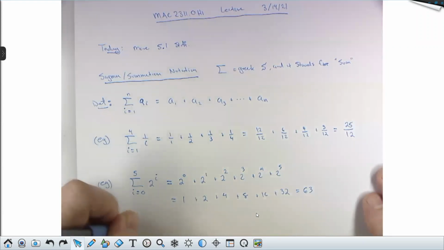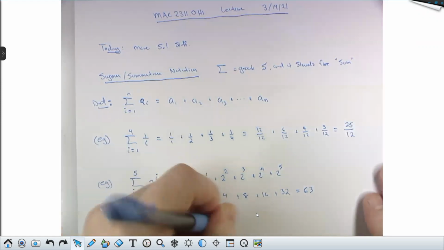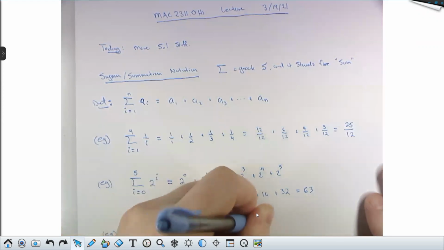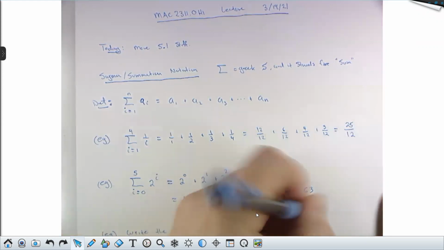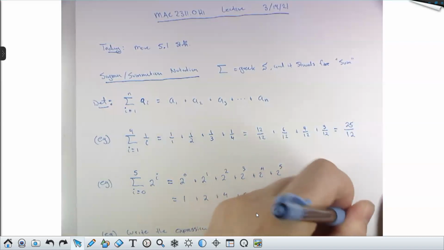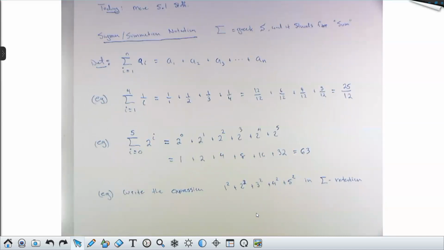I can write the expression, say, 1 squared plus 2 squared plus 3 squared plus 4 squared plus 5 squared in sigma notation. And this is an important skill to have also, right? Not just evaluating things that are given to you in sigma notation, but taking something that's not in sigma notation and putting it into sigma notation.